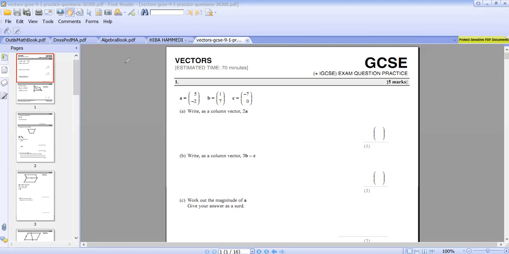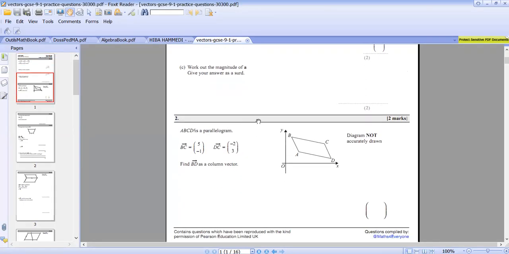For the second question, let's carry on. ABCD is a parallelogram. You have BC is equal to (5, -1), DC is equal to (-2, 3). Find BD. Well, I can introduce whatever letter in this vector. So I can write it like that, BC plus CB.